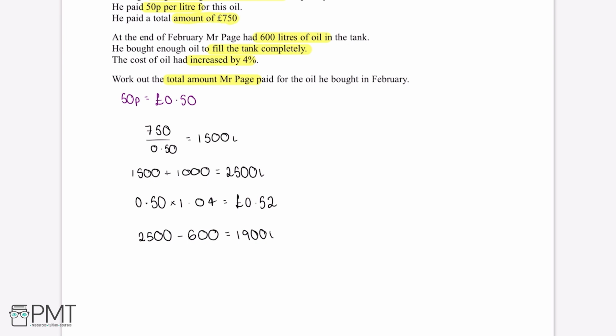So if the cost of oil is 52 pence, and the amount of oil he'll need to put into his tank to fill it completely is 1,900 litres, then the total amount Mr. Page paid for the oil he bought in February will be 1,900 multiplied by 0.52. And this gives us a final answer of £988.